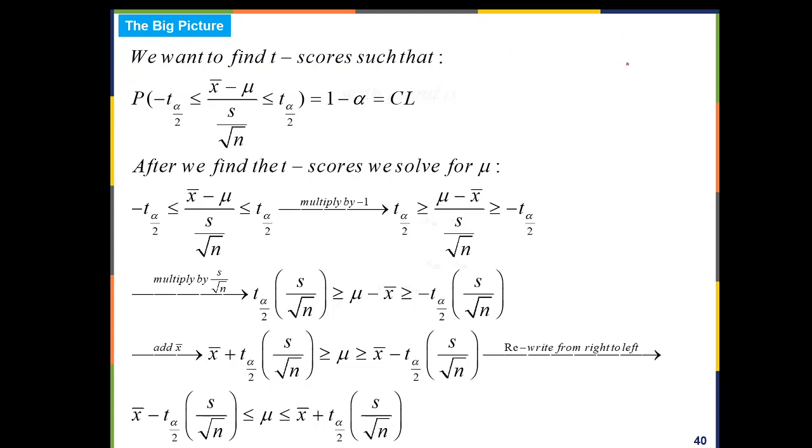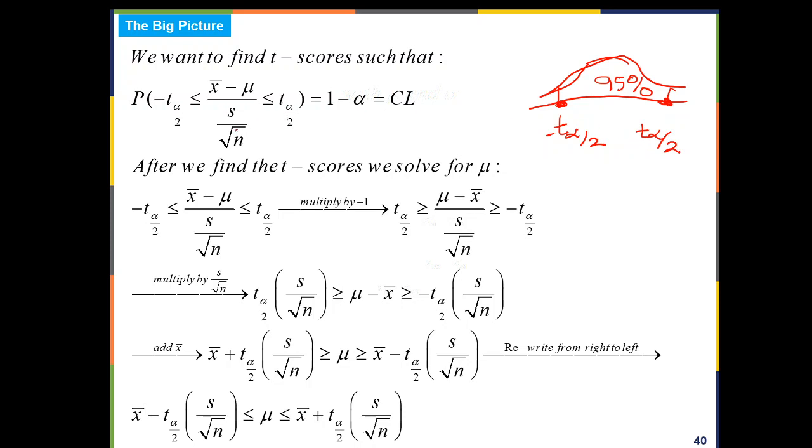If you think of the t distribution here, then what we want is, let's say, 95%. Let's say we want 95% to be between what number and what number? So what are those two numbers? Those two numbers are going to be t alpha over 2 minus and t alpha over 2 plus.